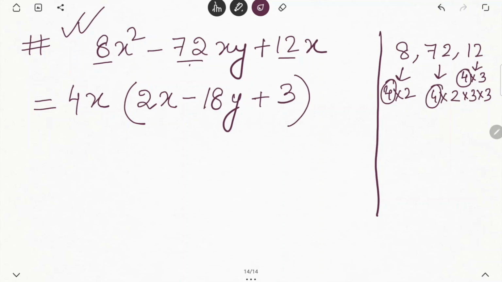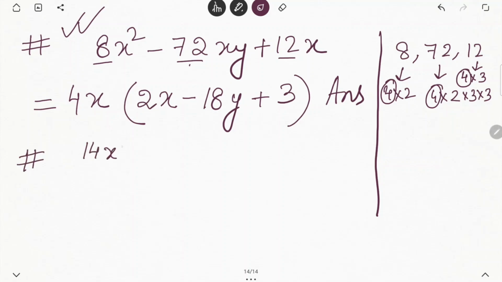Okay, so now if you want to check again, see 4x into 2x will give us 8x square. 4 into 18 gives us 72xy. 4x into 3 will give us 12x. Okay, so this will be the answer, right? Next, let us see one more example by doing this way.